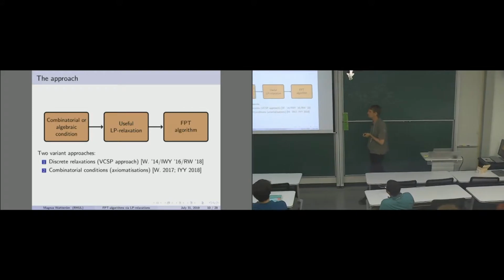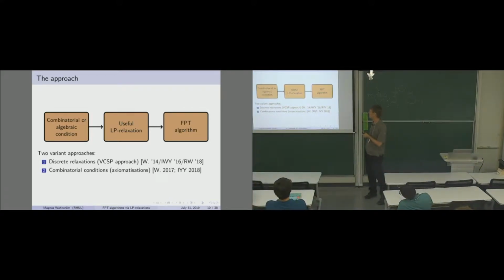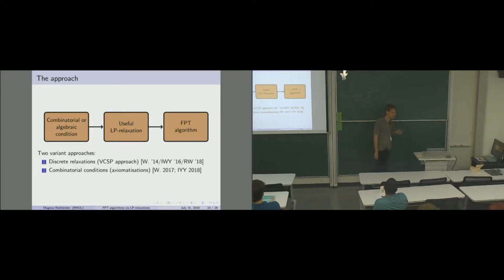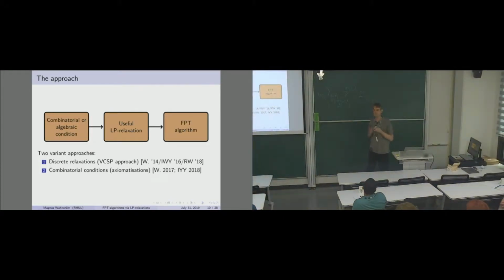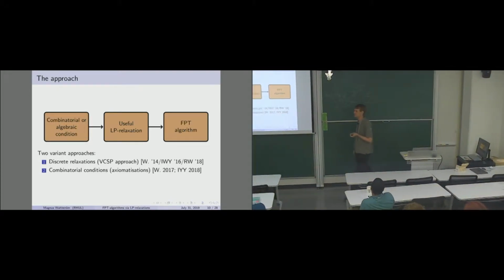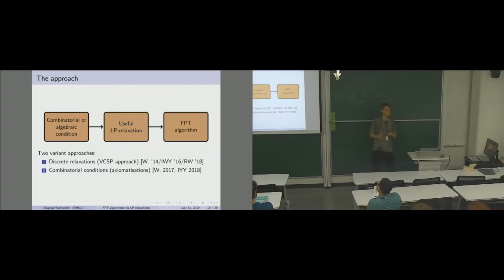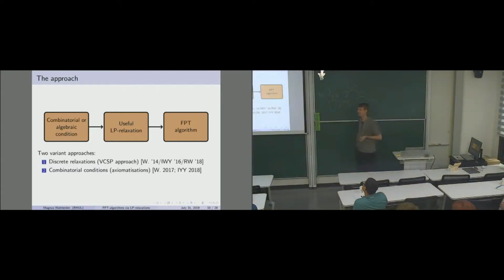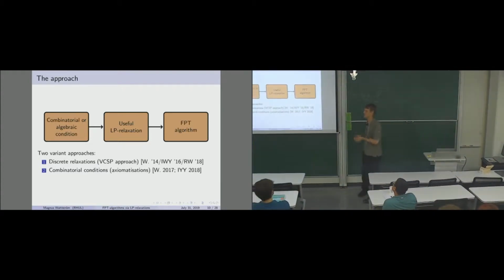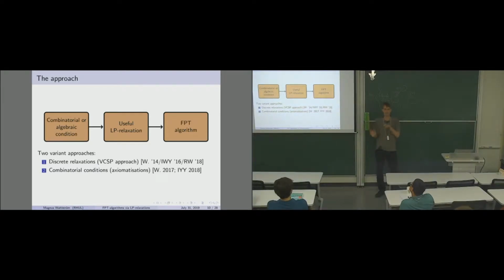So I'll give two approaches. One possibly more mysterious, where you phrase your problems as something called valued CSPs. And one more combinatorial, but as far as I know, more specific to just one thing, where you have some axiomatization of hitting cycles behaving in a certain way.